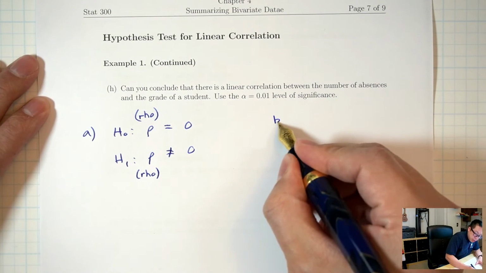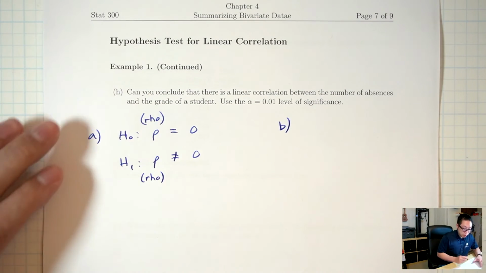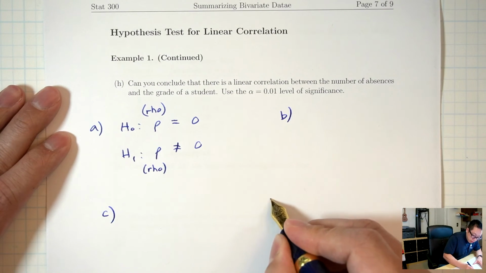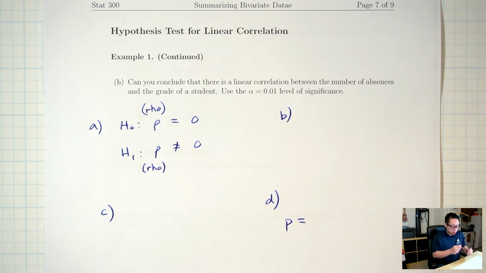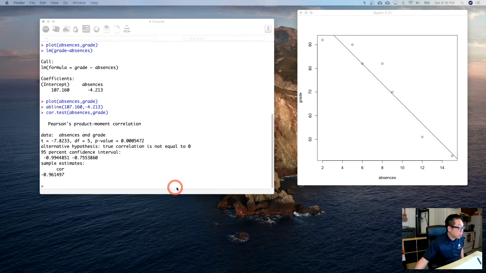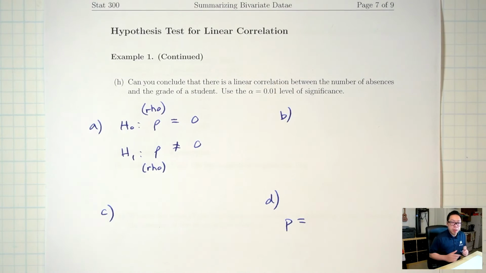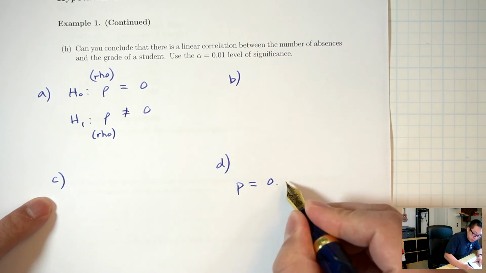Part B and C, we're actually going to not do for a hypothesis test for linear correlation. Part D, the p-value, we are going to do, but there's nothing to do because we already did it. If you go back to when we did the cor.test, up at the top, there is a place that says p-value. That's the p-value. So our p-value here is 0.001, rounded to 3 decimal places. Okay, our p-value is 0.001.